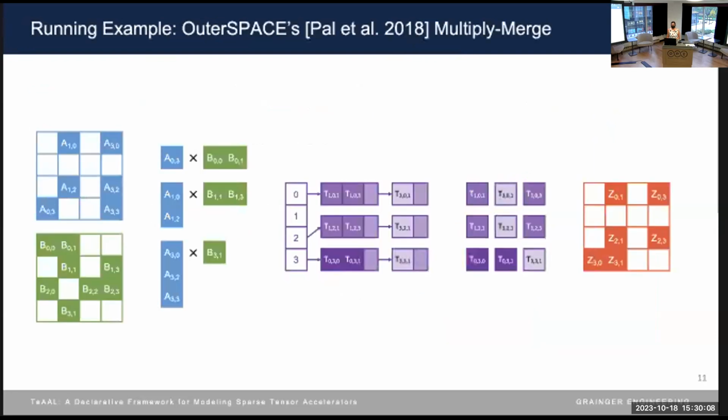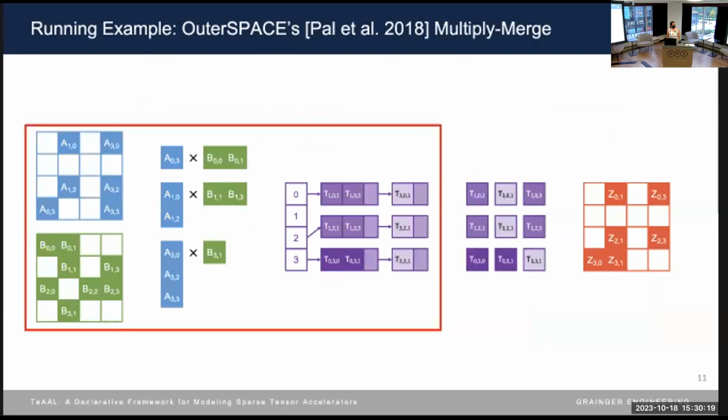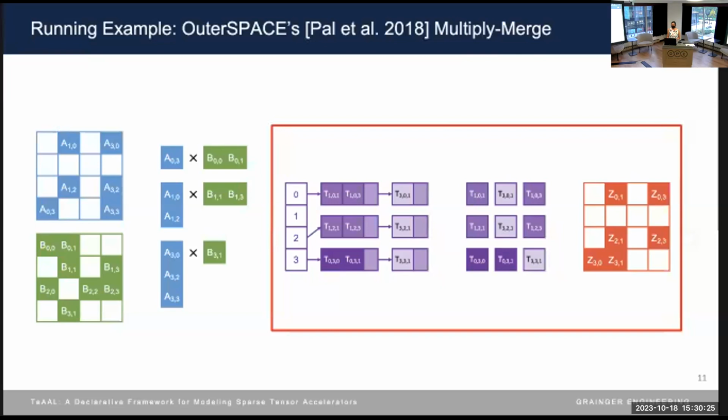However, the OuterSPACE data flow we discussed earlier looks a bit different from this single einsum. Rather than doing the whole kernel in one shot, it breaks the kernel into 2 distinct phases. A multiply phase that takes the input matrices A and B and produces an array of linked lists of partial products, and a merge phase that consumes this data structure to produce the final output Z.